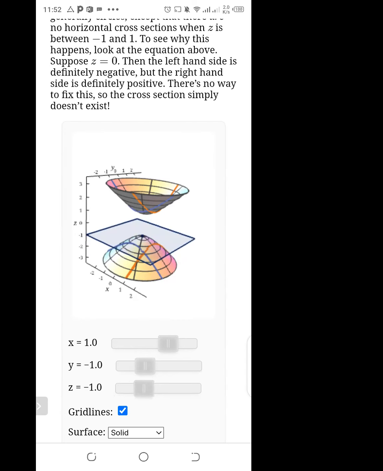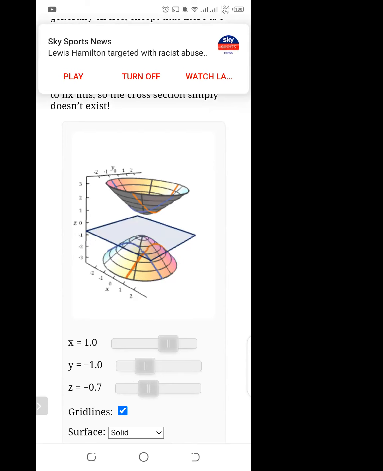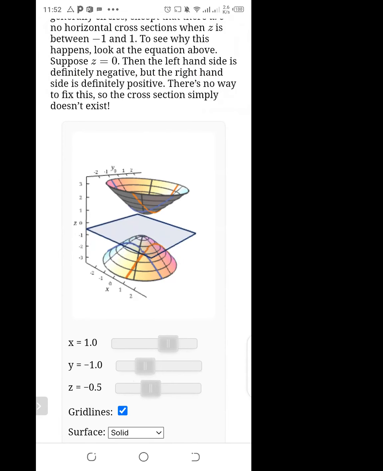At z equal to 1, they only meet at the point. At z equal to -1, at the point. Between z equal to -1 and 1, this plane doesn't meet the surface, the hyperboloid of two sheets. Then it starts again at z equal to 1, meeting at that point, and all other cross sections are circles like that.